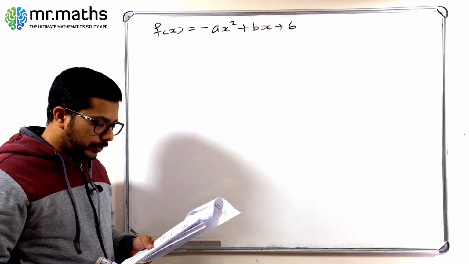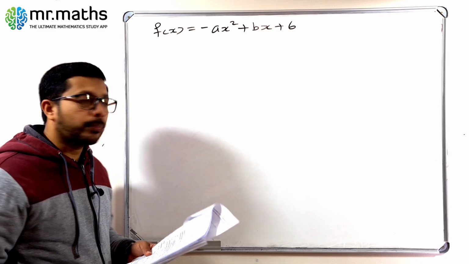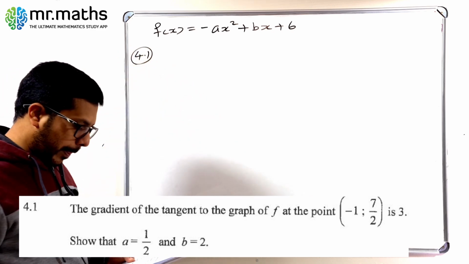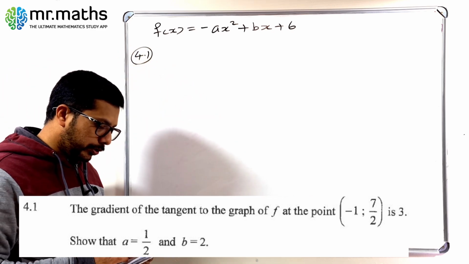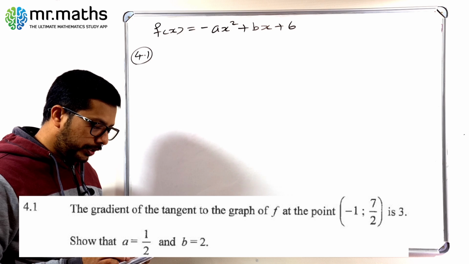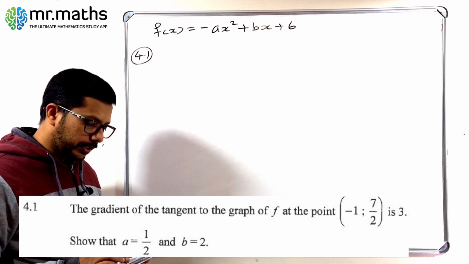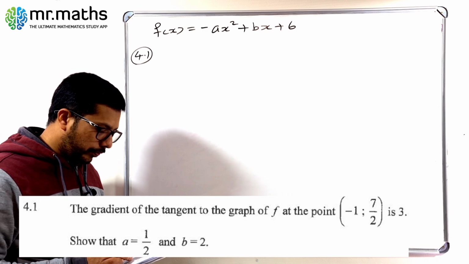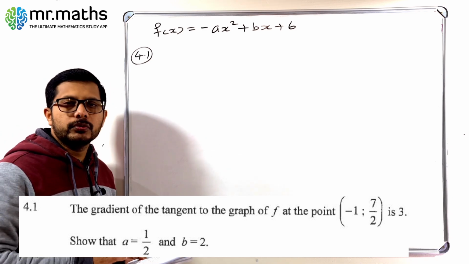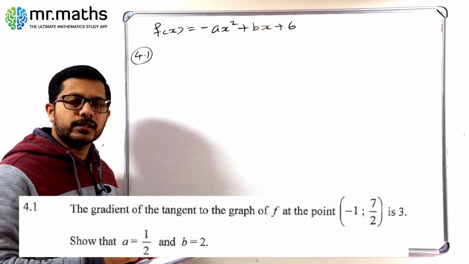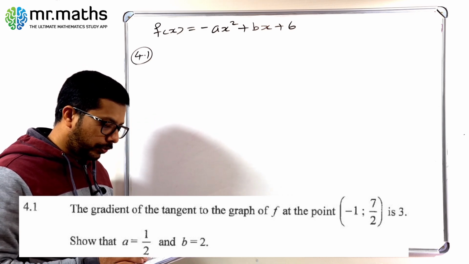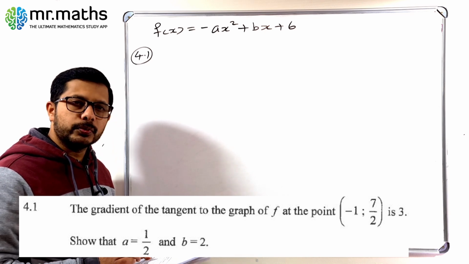The gradient of the tangent to the graph, first question, 4.1. What is 4.1? The gradient of the tangent to the graph of f at the point minus 1 comma 7 over 2 is 3. Show that a is equal to half and b is equal to 2. What is the meaning of that question? The gradient of the tangent to the graph of f at the point minus 1 comma 7 over 2.